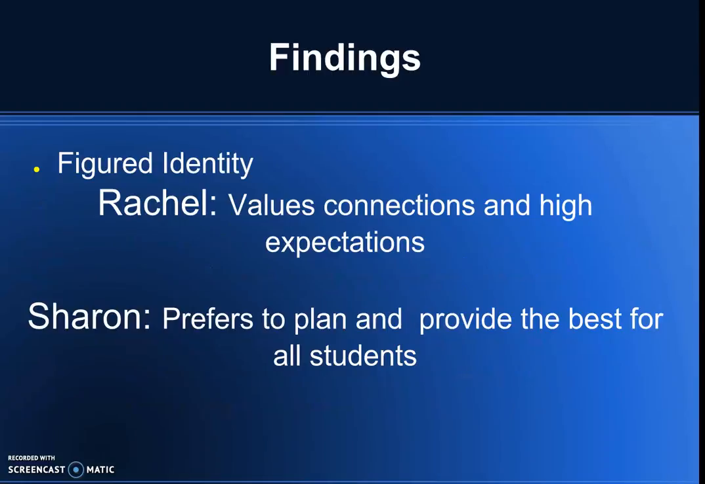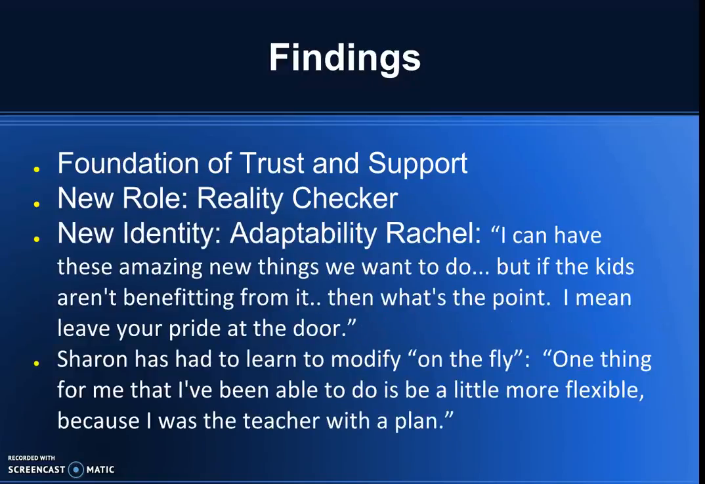So my findings, I found lots of interesting things, but focused right now on identity. So the figured identity of these teachers: Rachel values connections and high expectations for herself and her students. Sharon prefers to have a plan and likes to provide the best for all students. So these teachers had a foundation of trust and support. Sharon was Rachel's mentor teacher before they were co-teachers, so they knew each other and trusted each other.